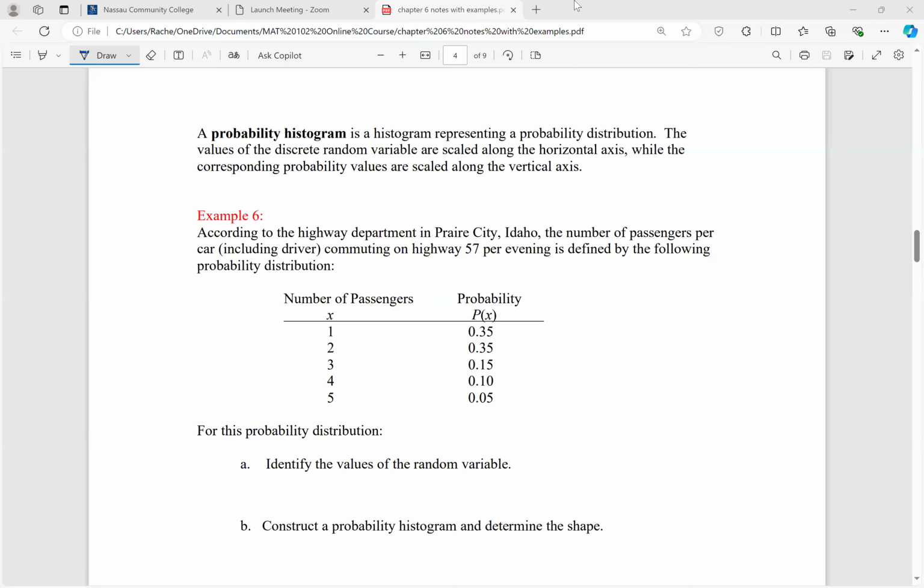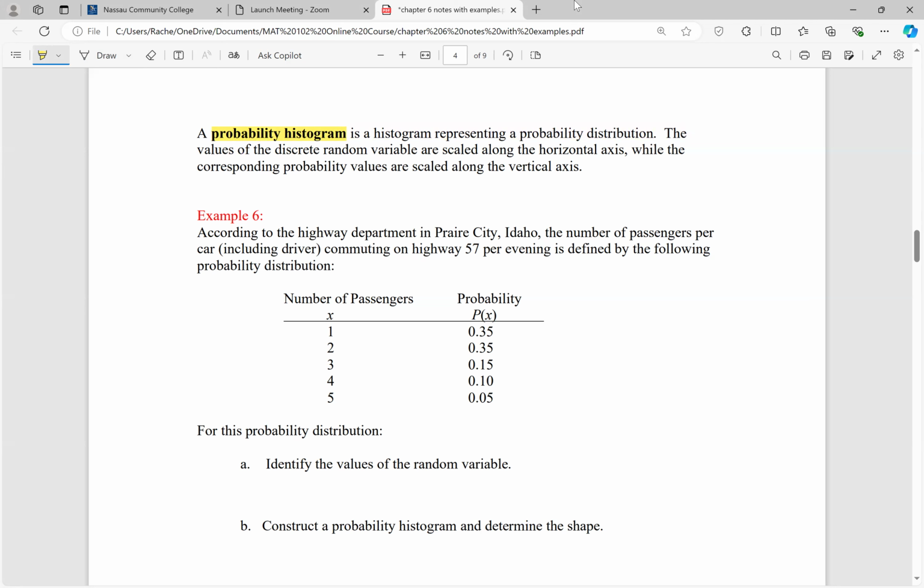Okay, so let's continue on. The last lecture we left off here, constructing a probability histogram. We're going to do example 6, but before we do, let's just talk briefly about a probability histogram. So we've made histograms before, right, in chapter 2, and it looks like a bar graph, but the bars touch. We're going to make a very similar histogram, but now for a discrete probability distribution.